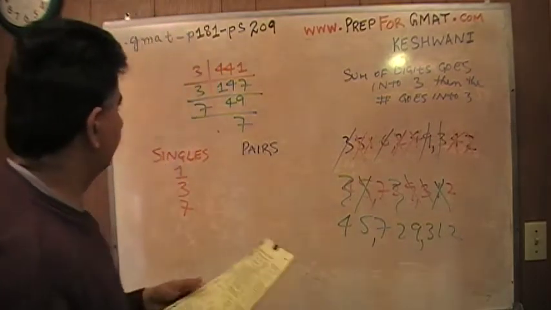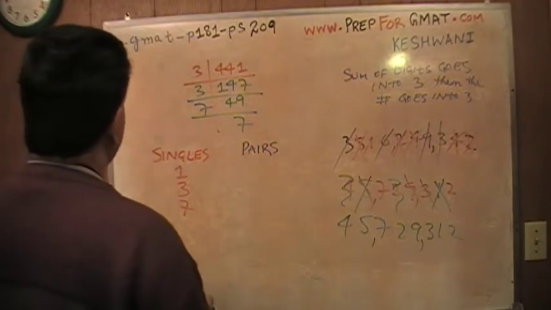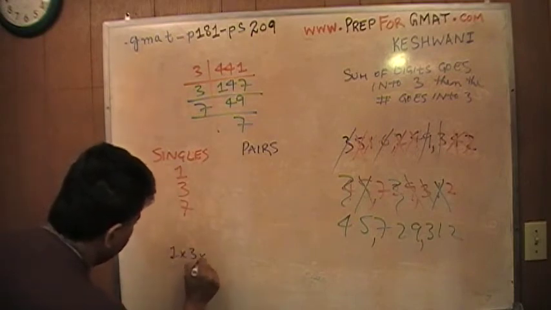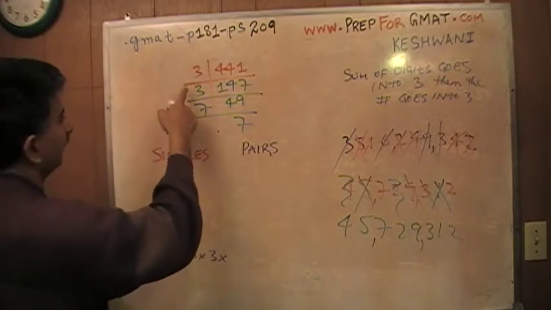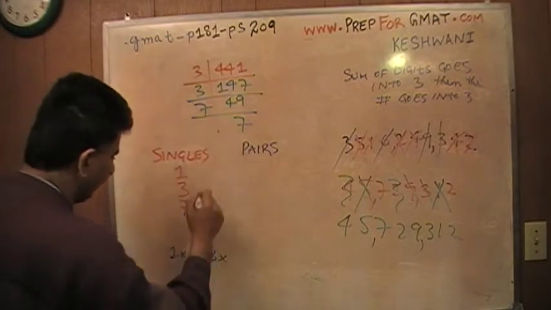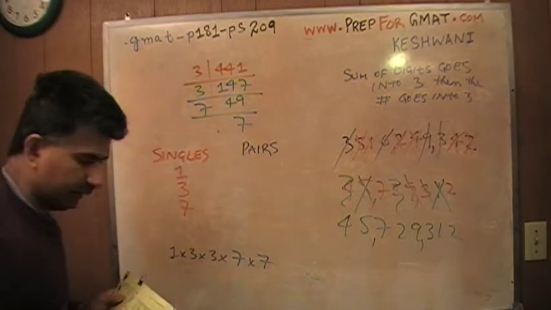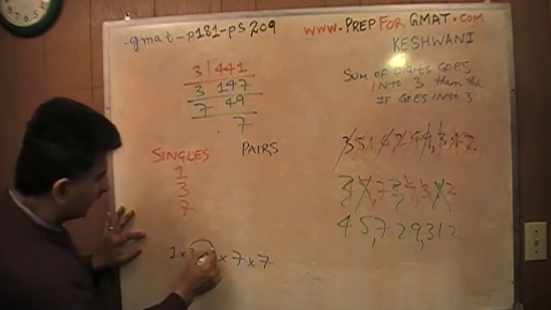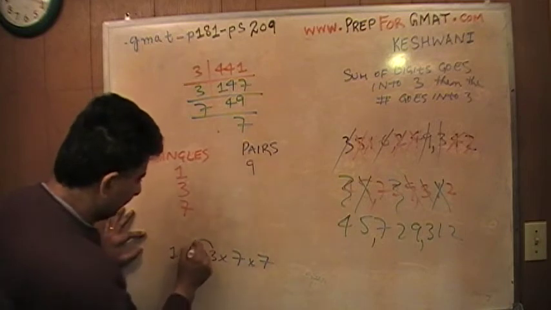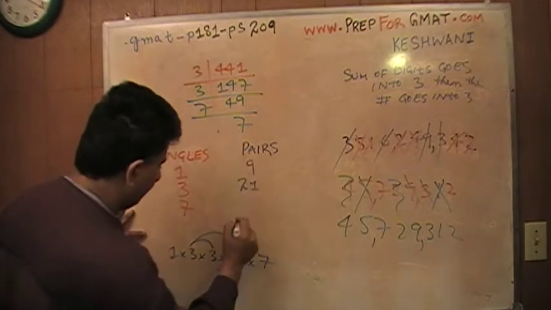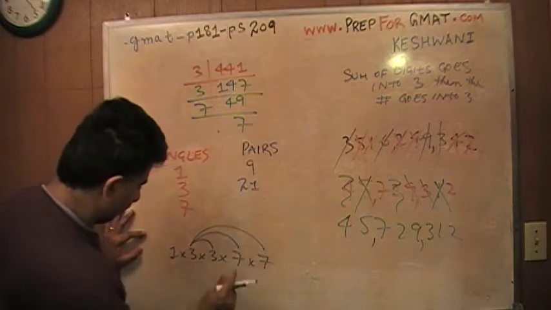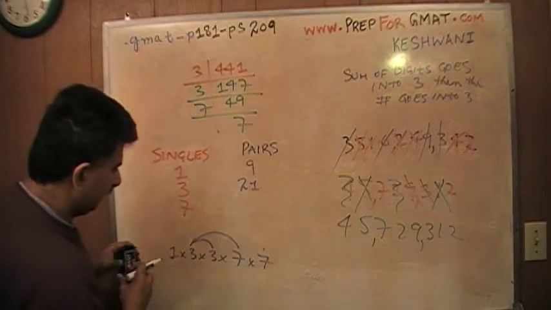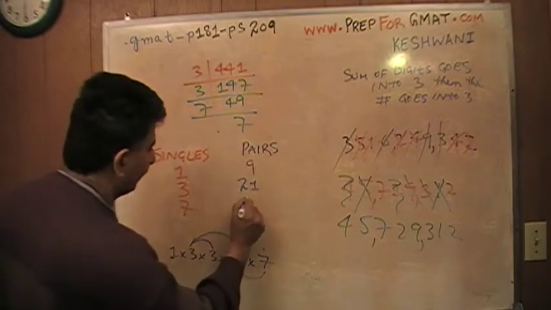For pairs, I need to write it someplace so we can see it. We have 1 times 3 times 3 times 7 times 7. Now I have to do the pairs. There's no point starting with 1 here, so 3 times 3 is 9, 3 times 7 is 21, and 7 times 7 is 49. So that's the pairs.